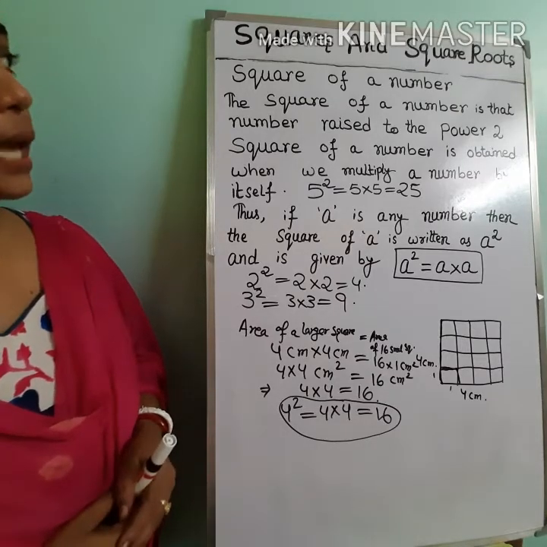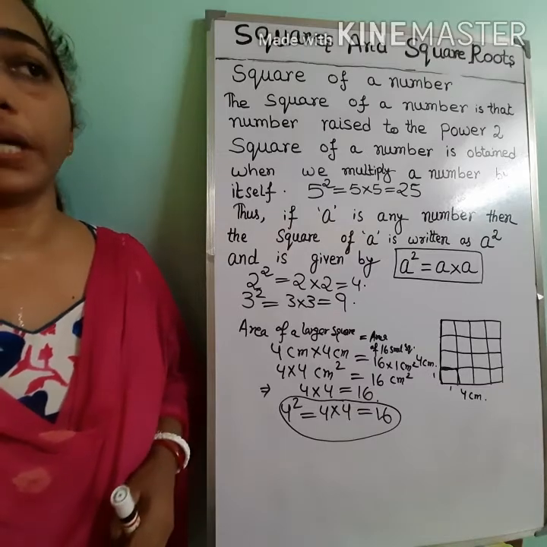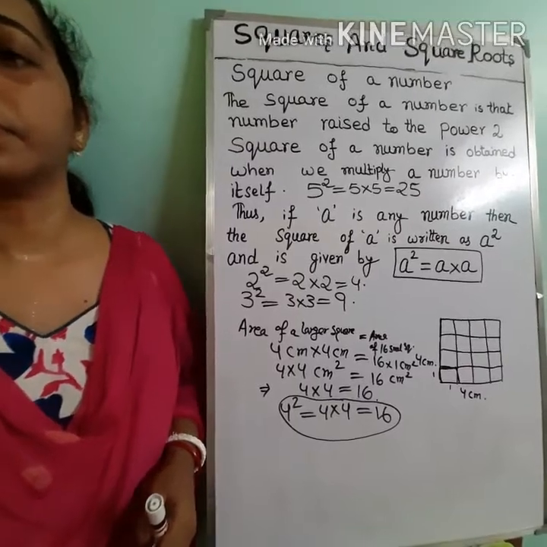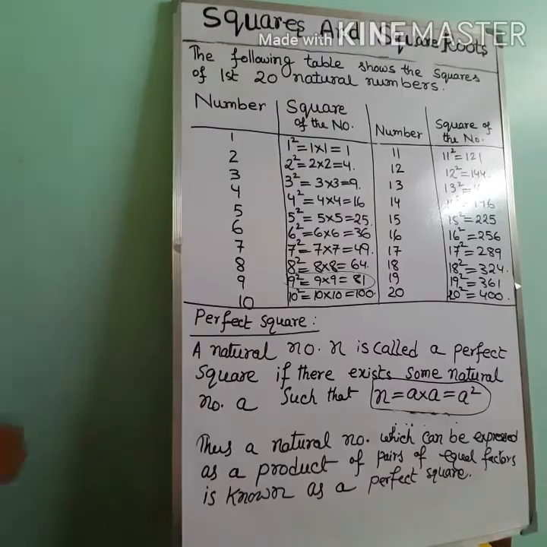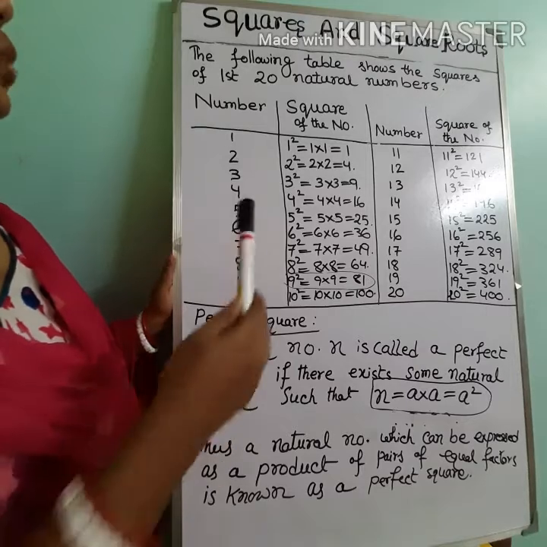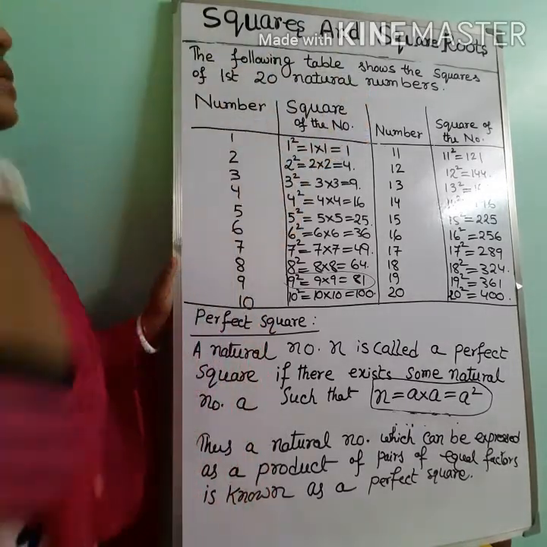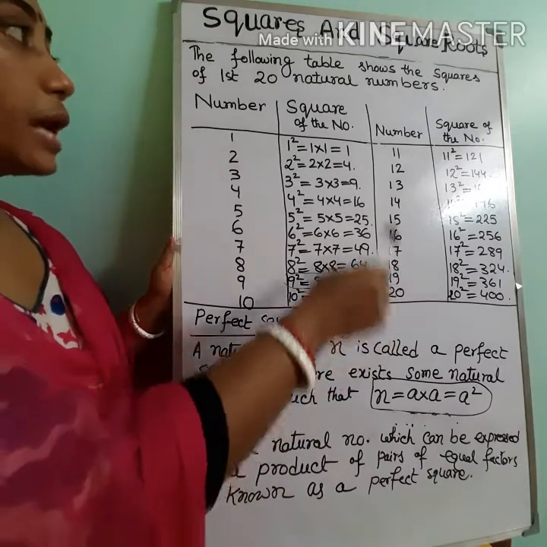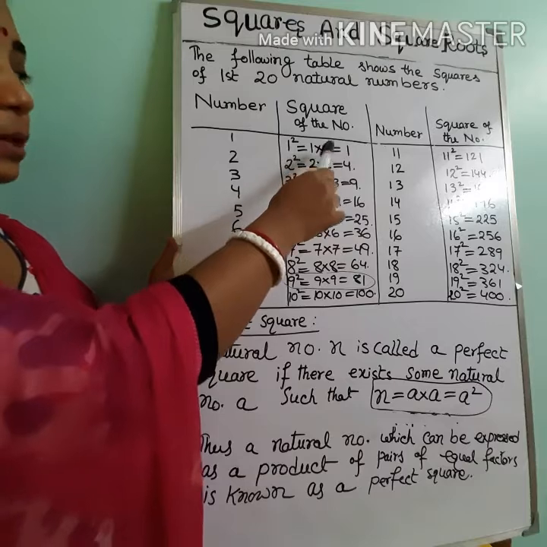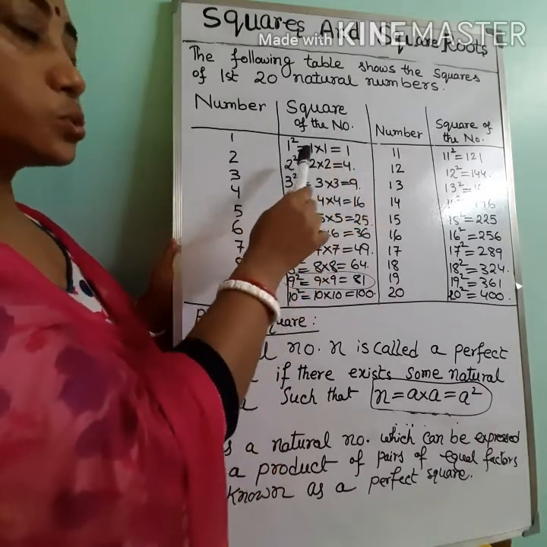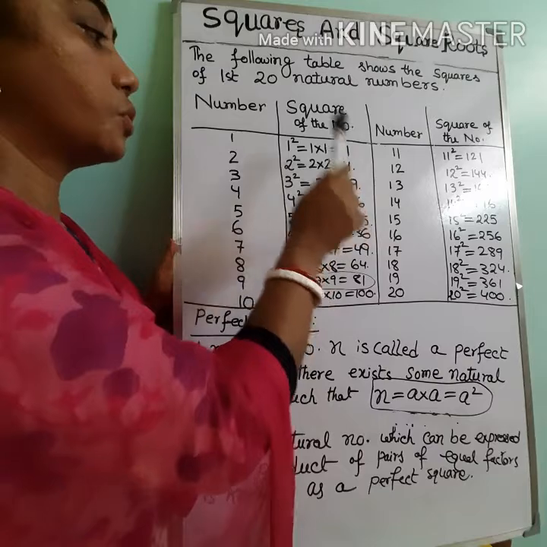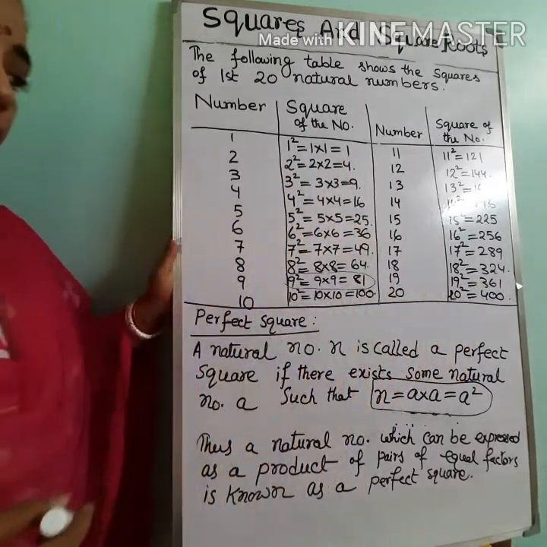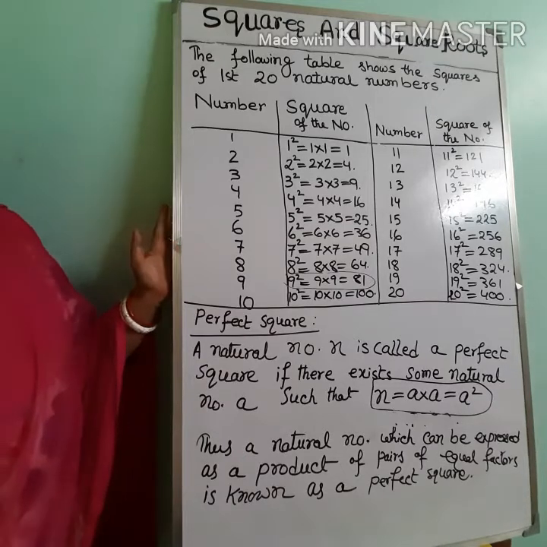Now let us draw a table to show the squares of the first 20 natural numbers. Look at the table. The following table shows the squares of the first 20 natural numbers. Here the numbers 1, 2, 3, 4 up to 20 are shown. The square of the number 1: 1 square is equal to 1 multiplied by 1, which is equal to 1. 2 square is equal to 2 multiplied by 2, which is equal to 4. 3 square is equal to 3 multiplied by 3, which is equal to 9, and so on. So 20 square is equal to 400. Up to 20 square it is shown here.